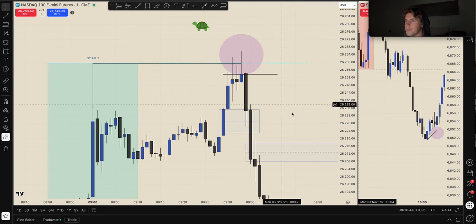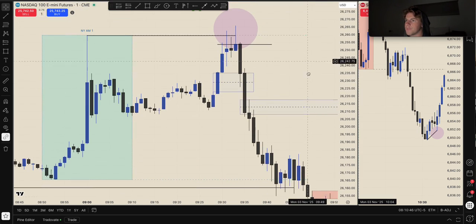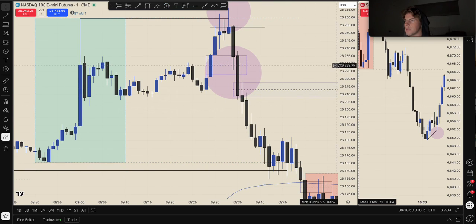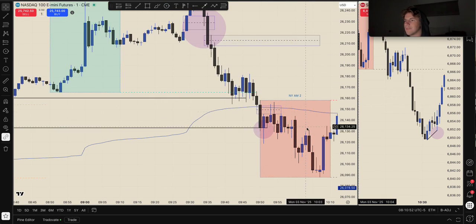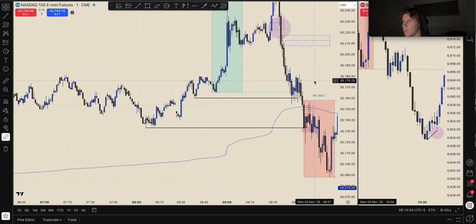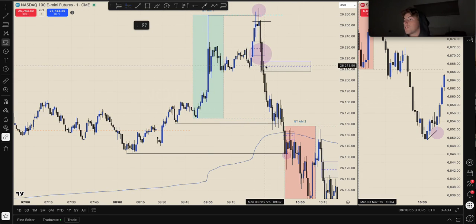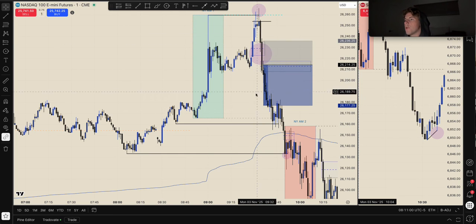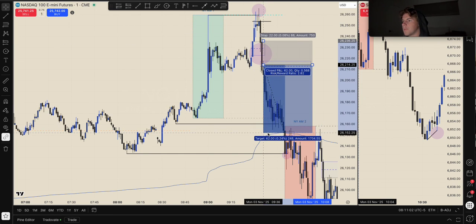So you've got your manipulation, you've got your confirmation, and there you go. Click enter and target something like VWAP or something like that. That's probably what I would have targeted if I clicked enter there. I would honestly have my stop there, and I would be aiming for VWAP.